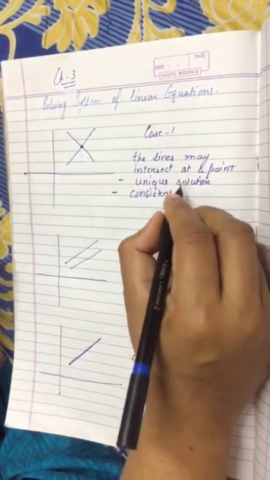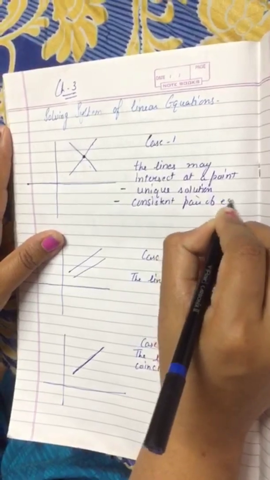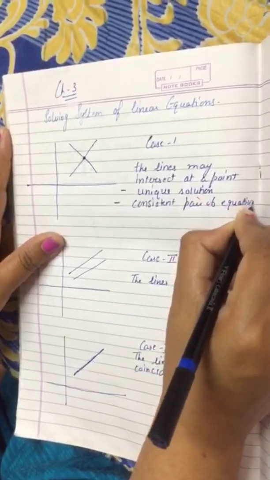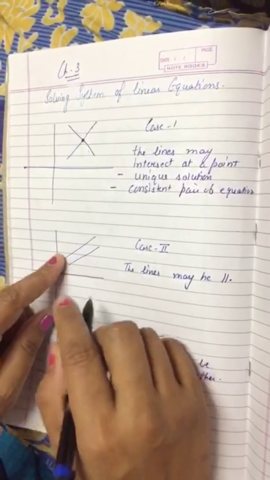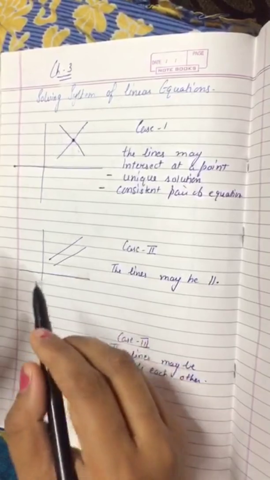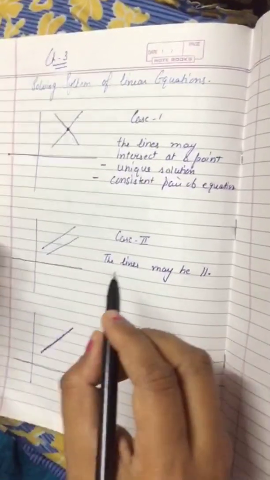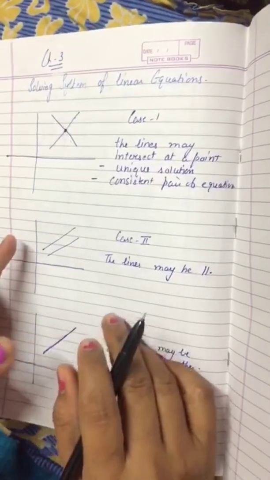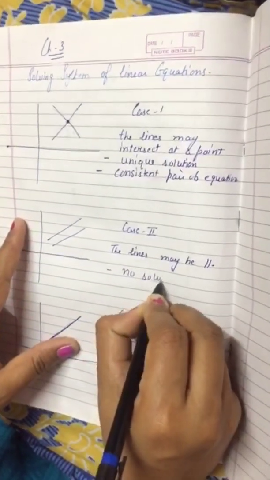If any solution is there, we will say consistent pair of equations. These equations represent the consistent pair of equations. Now in the second case, you can see that the lines are parallel. They do not intersect each other, or they never meet at any point. If the lines are parallel, there is no point of intersection, so it means it has no solution.